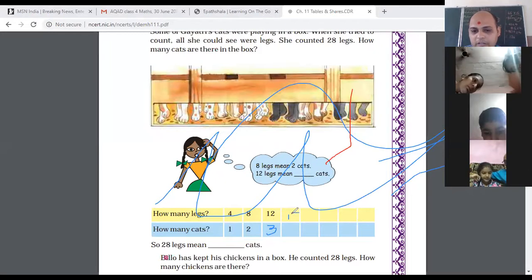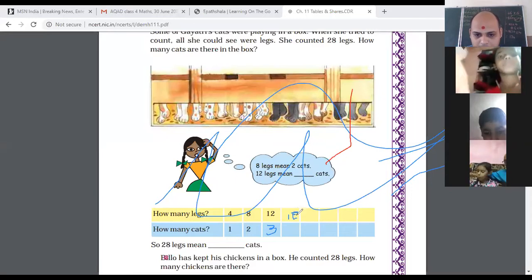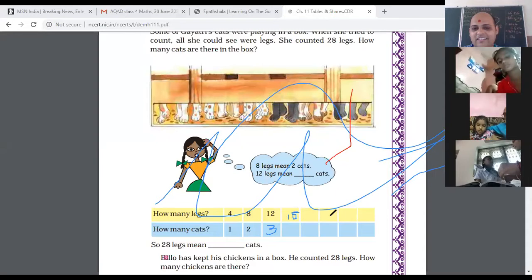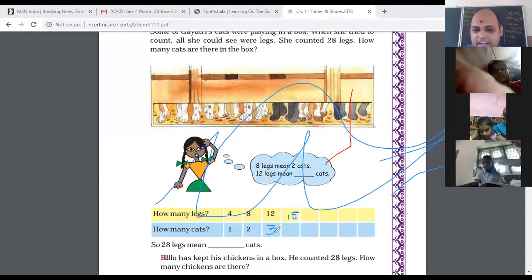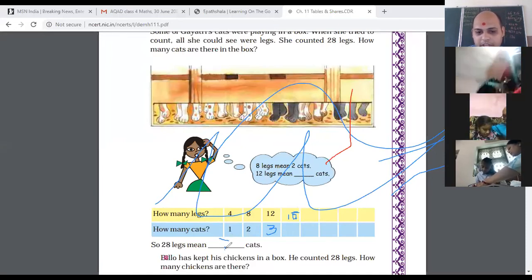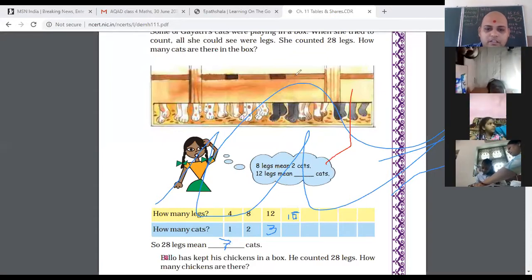The next will be 16. Then, right, you can do it like this. So 28 legs means how many cats? This is where you have to write. Because I'm writing on this one, it's a bit difficult, but you can do this. Okay, sorry.